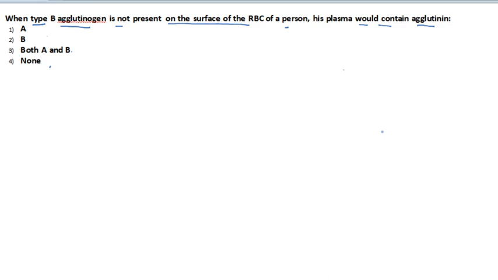So what is agglutinogen? Agglutinogen is basically called an antigen and it is present on the surface of the RBC. Now agglutinin is also called antibodies and they are present in the plasma. So agglutinogens, called antigens, are present on the surface of RBC, and agglutinins, called antibodies, are present in the plasma of the blood.